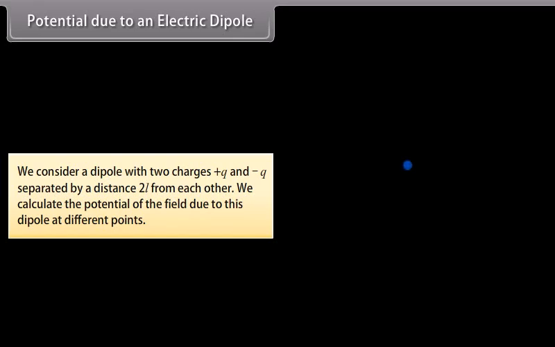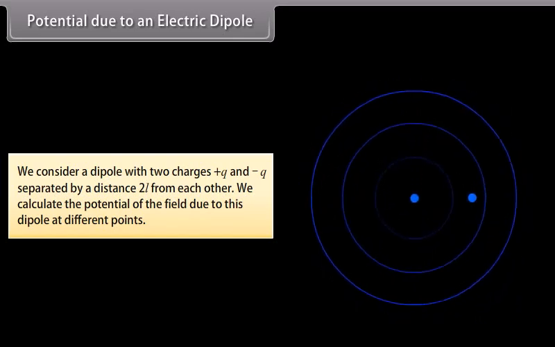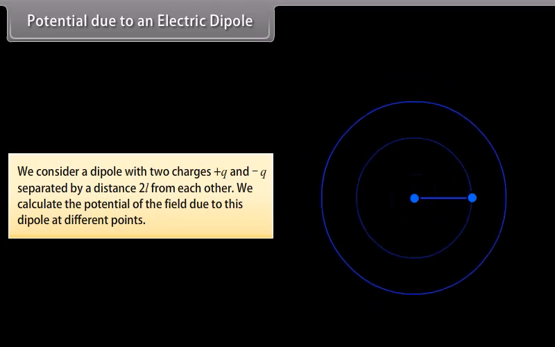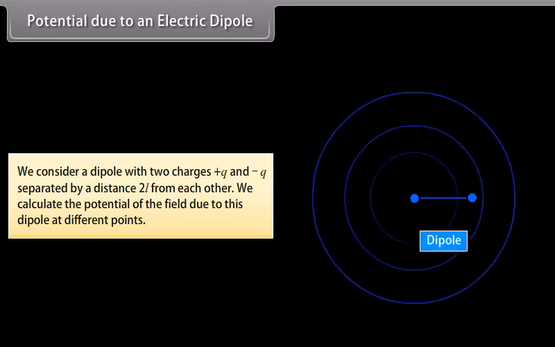Potential due to an electric dipole. We consider a dipole with 2 charges, +Q and -Q, separated by a distance 2L from each other. We calculate the potential of the field due to this dipole at different points.